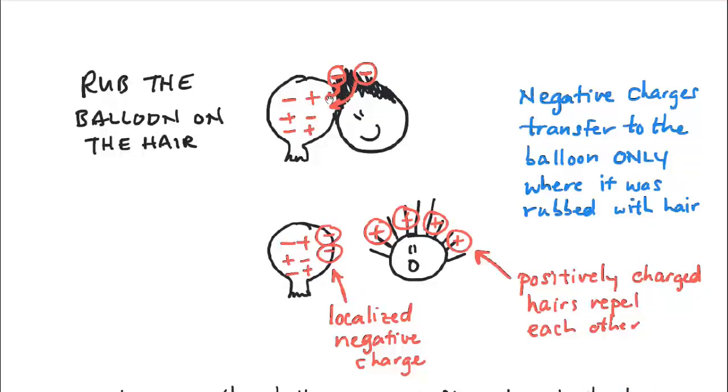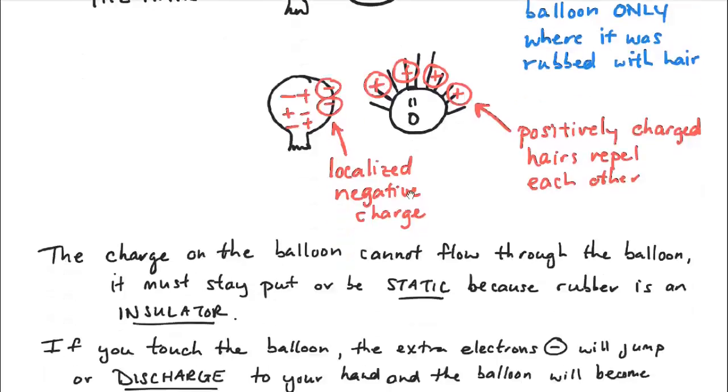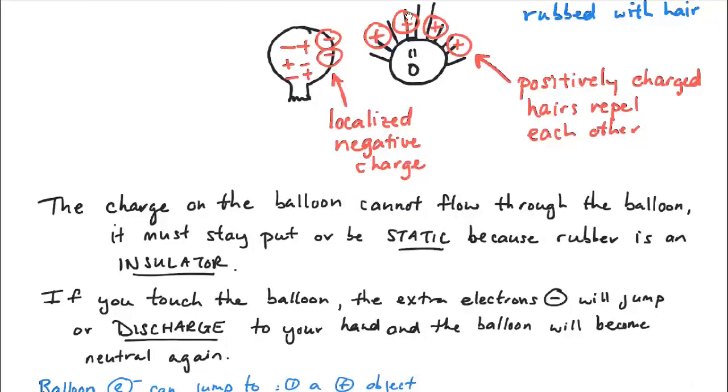So they'll transfer to the balloon, but they'll only transfer to the exact spot that was rubbed on your hair because the balloon is an insulator. So once the charges land on the balloon, they stay there. It's a very localized negative charge. The rest of the balloon is still neutrally charged. It's only this section right here. The positively charged hairs that you left behind are now, because they are like charges, going to end up repelling each other. And that's why your hair is going to stand up.